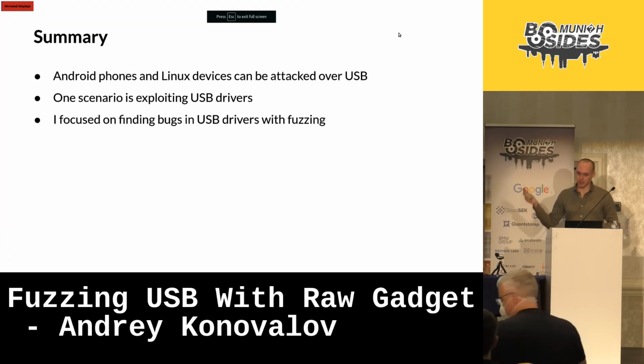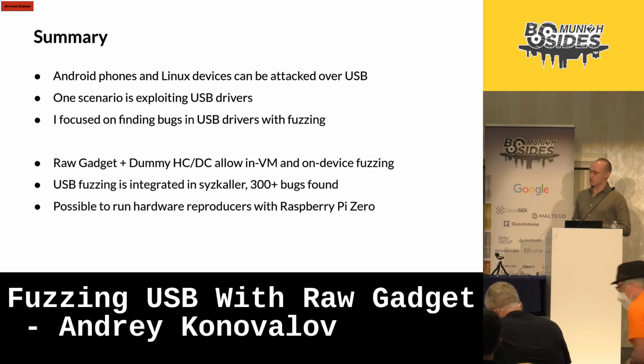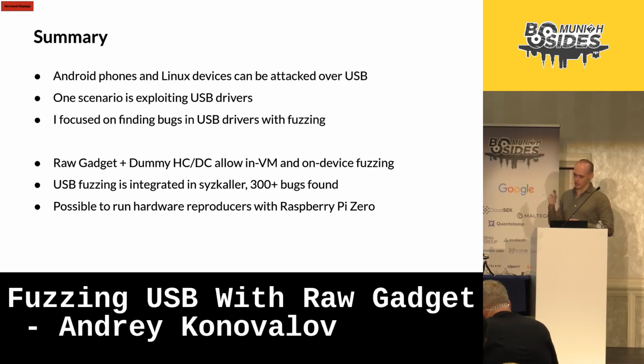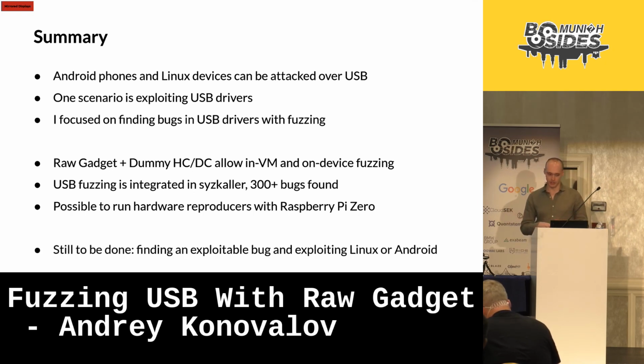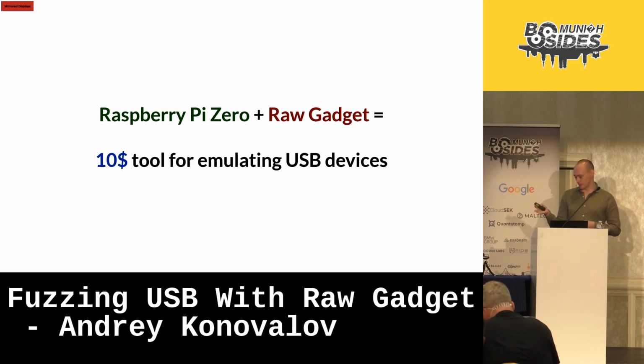The summary is that I tried to attack Android and Linux devices over USB, and I tried to find bugs in Linux kernel drivers. The result of the work is that I used raw Gadget and the dummy virtual controllers that allow fuzzing either in the virtual machine or on the device. This was integrated in syzkaller, and I managed to find a way to run these reproducers via hardware without any additional hassle. By using Raspberry Pi Zero and raw Gadget, we get a very cheap tool for USB attacks. Essentially, Facedancer costs about $80, while Raspberry Pi Zero is only $10 to buy.